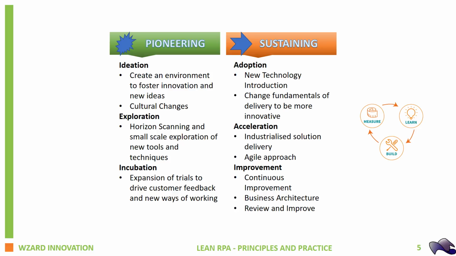Coming behind that pioneering spirit, you need a sustaining phase. How can you stabilize and make repeatable all of the things that you're finding as you're pioneering? And that's what sustaining is all about. It's about adoption, helping a wider range of people now understand what automation can do and apply it at a greater scale. And this may mean not only new technology introduction, but changing the fundamentals of delivery to be more innovative across the entire organization.